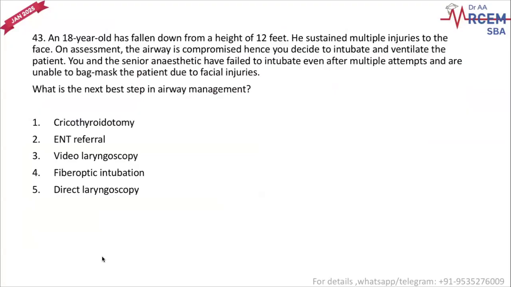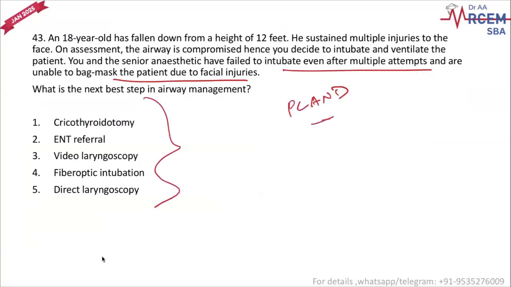So multiple steps have been done here. Multiple times intubated, not possible. Bag mask ventilation, not possible. So we need to jump to plan D. What does plan D say? Front of neck access. Out of this, which is the front of neck access? Cricothyroidotomy. Video laryngoscopy should be plan A. They have already attempted multiple times. Fiber optic intubation, plan A. Direct laryngoscopy, plan A. They have already attempted multiple times. Even the anesthetic consultant is present, the senior anesthetist who has tried. So front of neck access, what do you need to do? That is cricothyroidotomy.